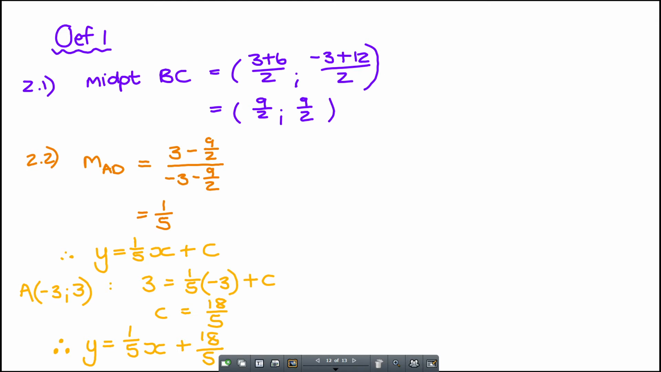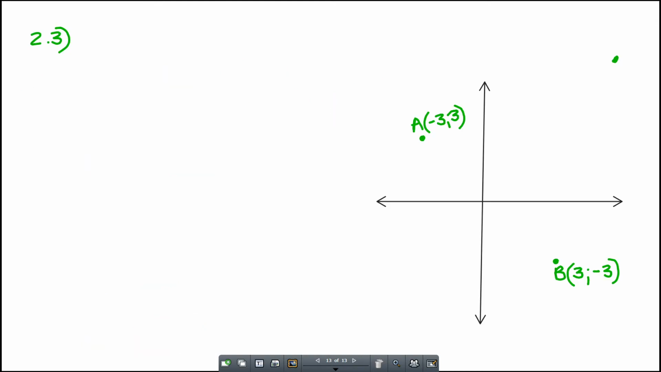Julle reg? Goed, nou kan ek maar skep. Okay. Sê klaar is nou.